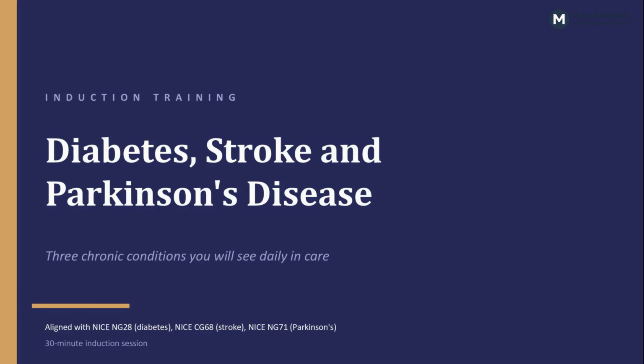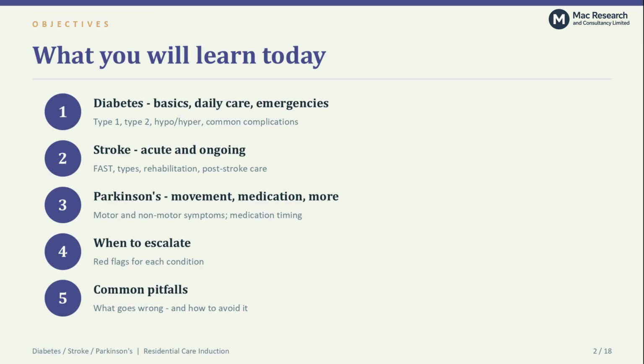This session is awareness level. The deeper clinical management is for nurses and specialist staff. The session is aligned with NICE guidelines on each condition: NG 28 for diabetes, CG 68 for stroke, NG 71 for Parkinson's. We will cover the essentials for everyday care. 5 learning outcomes. Each of the 3 conditions in turn: basics, daily care, emergencies. When to escalate, common pitfalls.